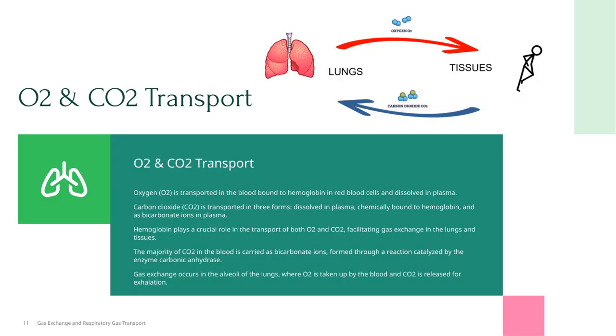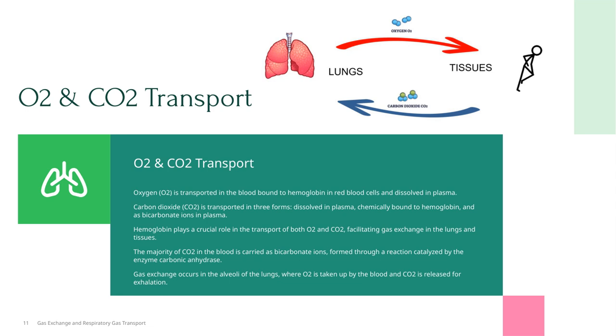Now, let's talk about how oxygen and carbon dioxide are transported in the blood, which is a crucial part of respiratory gas exchange. Oxygen, or O2, is mainly carried in two ways. First, it binds to hemoglobin inside red blood cells, which allows for efficient transport. Second, a small amount dissolves directly in the plasma. This dual method ensures oxygen is effectively delivered to tissues.